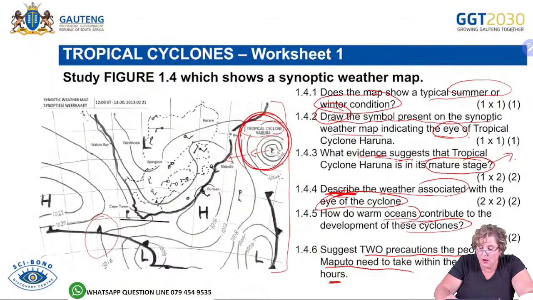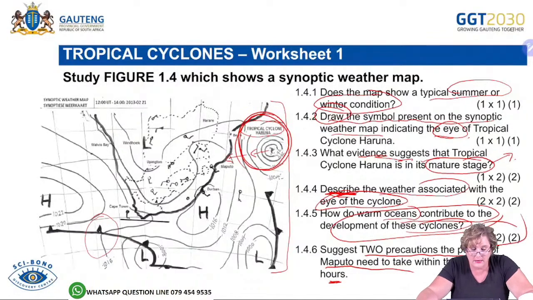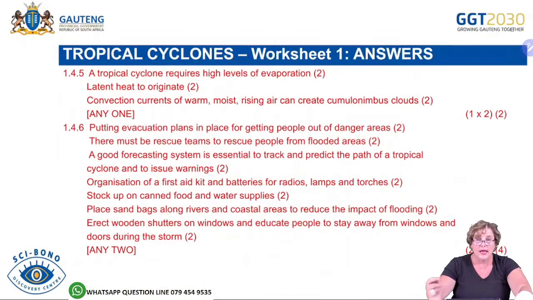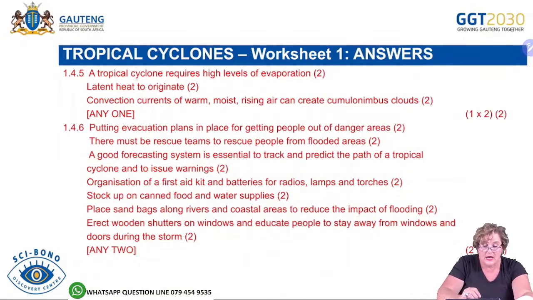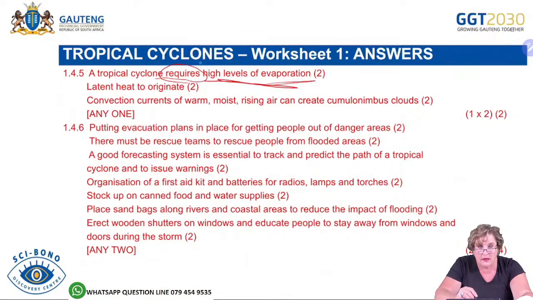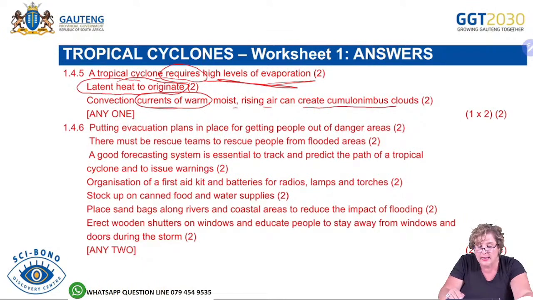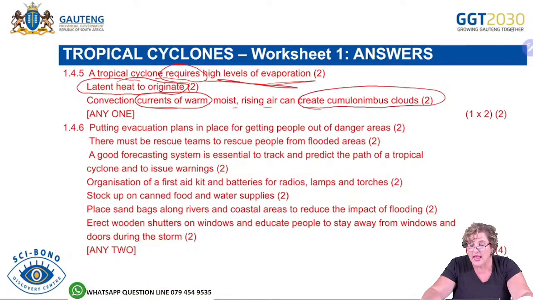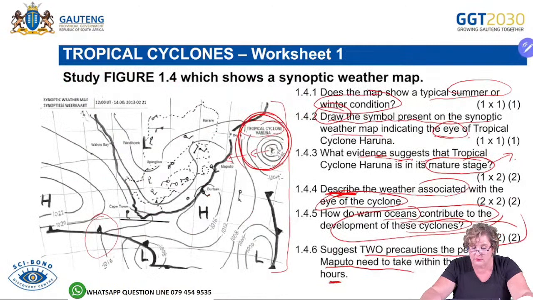How do warm oceans contribute to the development of these cyclones? What does warm air do? It rises. So a tropical cyclone requires high levels of evaporation. If I have evaporation, I have condensation. During condensation, latent heat will originate, and these convection currents of warm, moist air create cumulonimbus clouds. And that is exactly what we need for a tropical cyclone to develop.